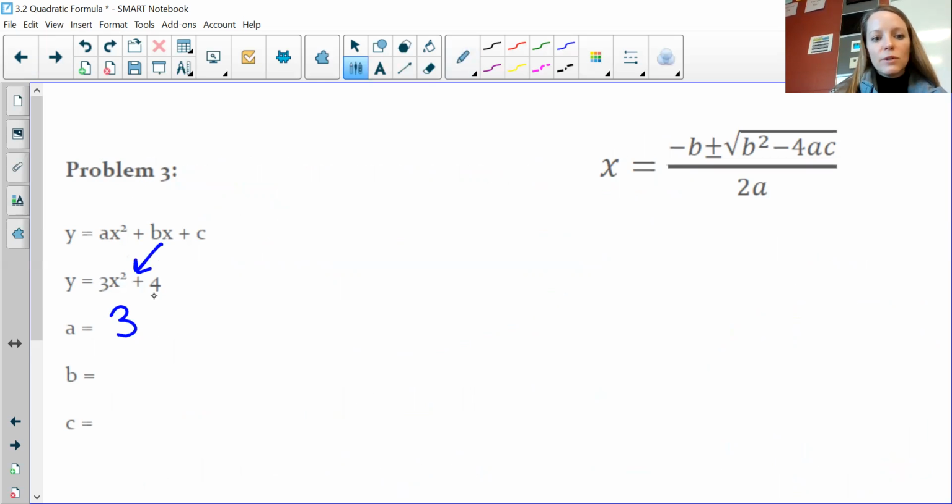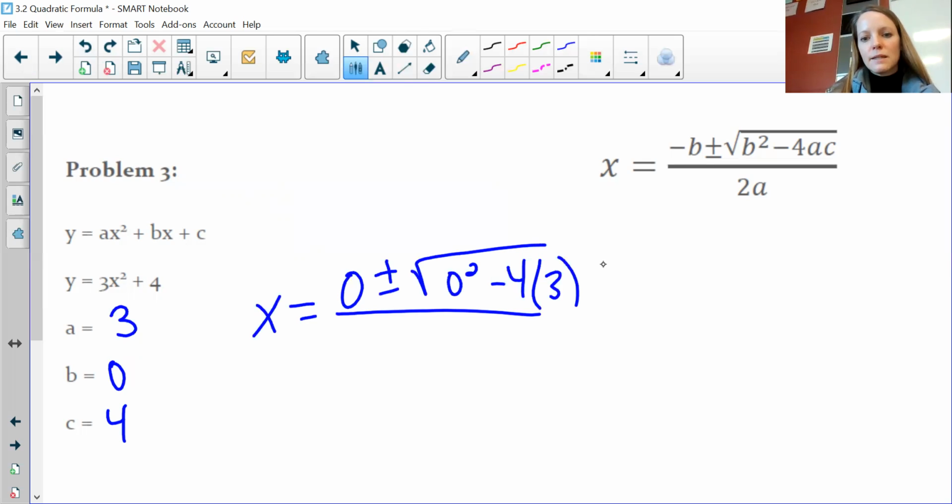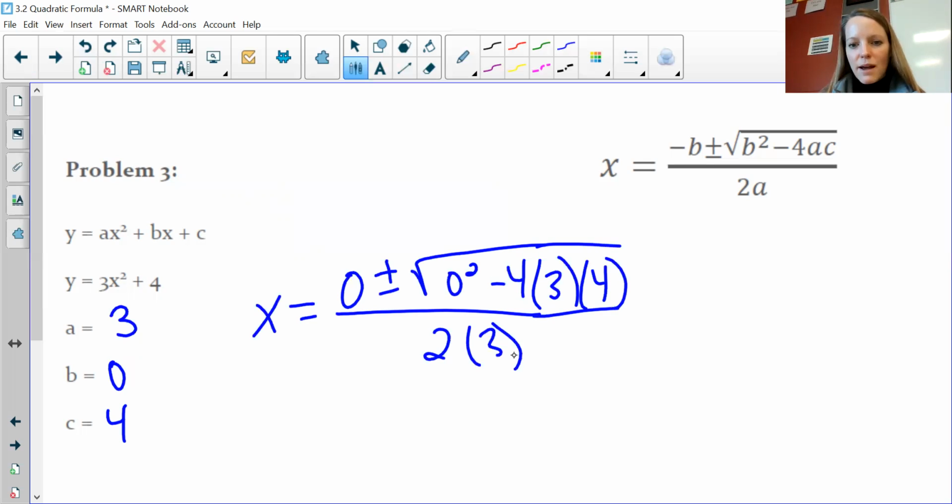I have no B value. There is no x term. So B is 0 and C is 4. Actually, in this case, you're going to end up with the vertex sitting on the x-axis. You guys try this one. You'll know because both x-intercepts end up being the exact same value. I have a 0 out front. Don't worry about that. 0 squared is just 0. 4AC all over 2A. Actually, no, I'm incorrect here with this one. This one is going to give us none.